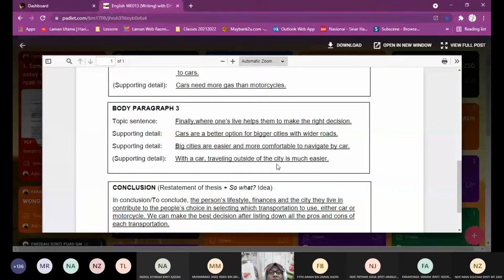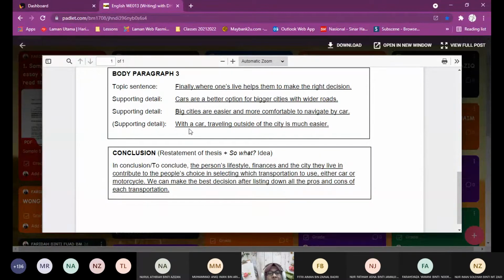And the last one, with a car, traveling outside of the city. This is another point or argument saying that with a car, traveling would be much easier. This is optional. If you have more, you can write more in that paragraph. But everything must relate to each other, must relate to the main point here. Do you understand so far?